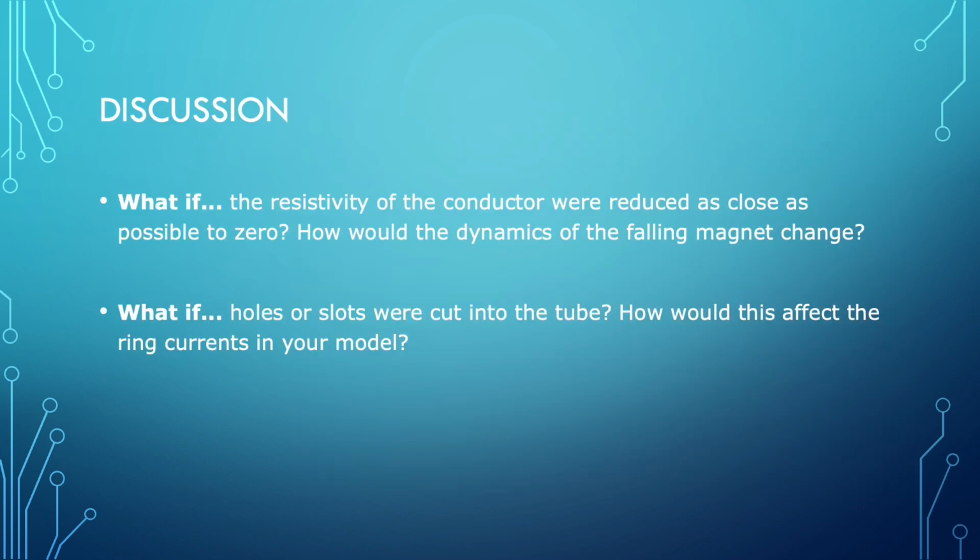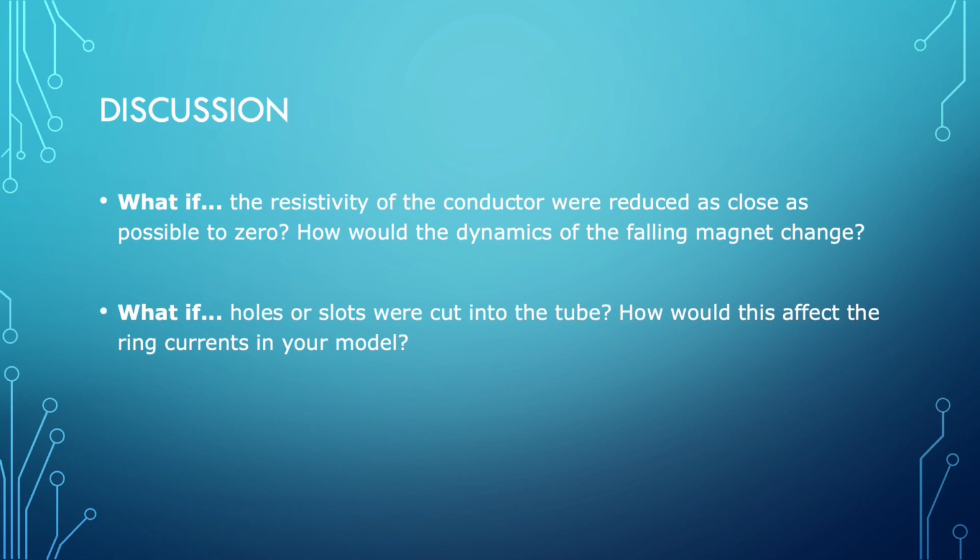All right, now let's get into our two checkpoint questions for this lab. What if the resistivity of the conductor were reduced as close as possible to zero? How would the dynamics of the falling magnet change? So if this were to happen, we would have a greater induced current, which would lead to a stronger magnetic field, which would then create a slower falling magnet, so our fall time would be larger.